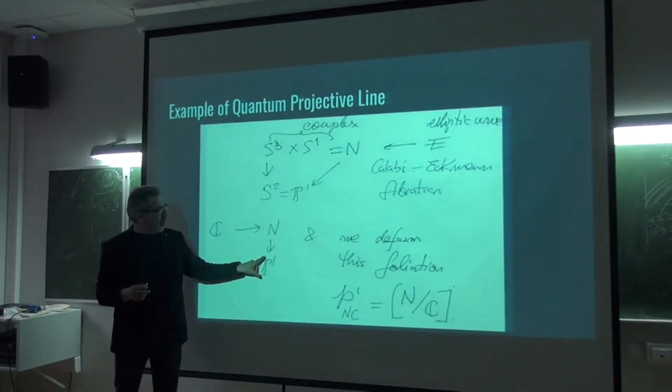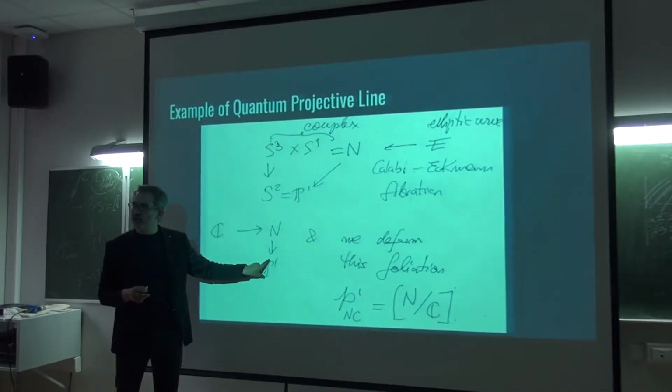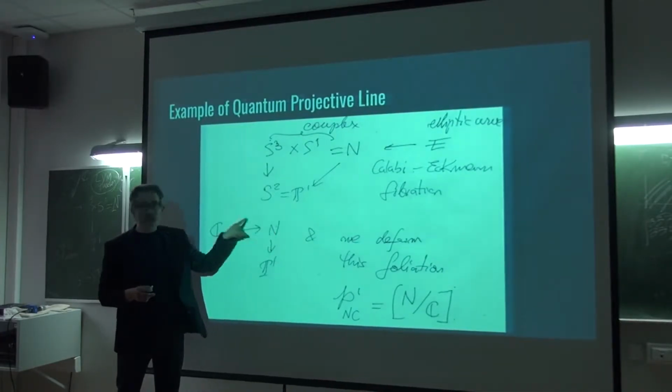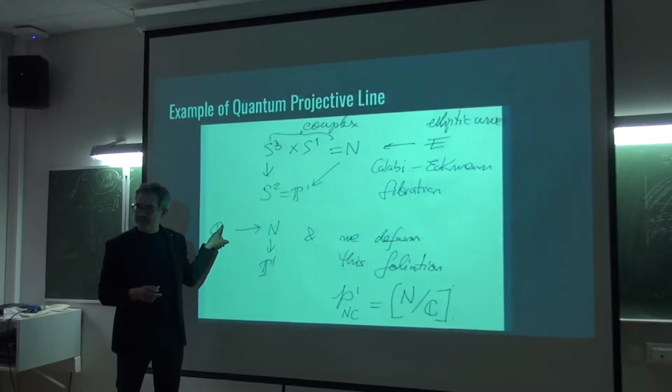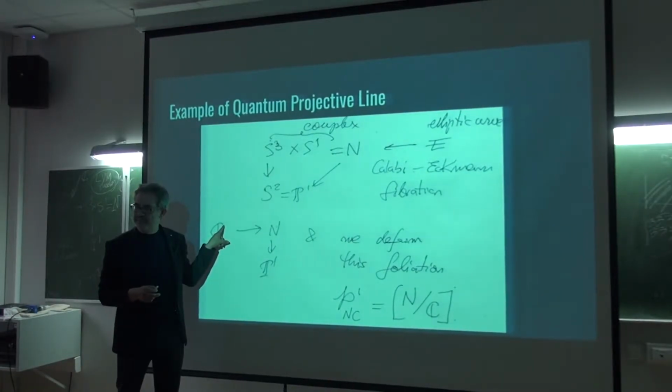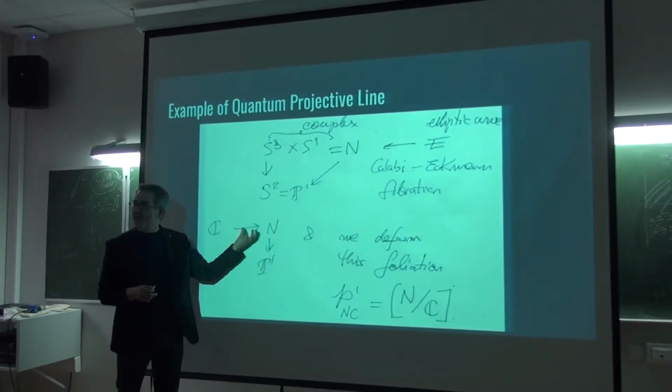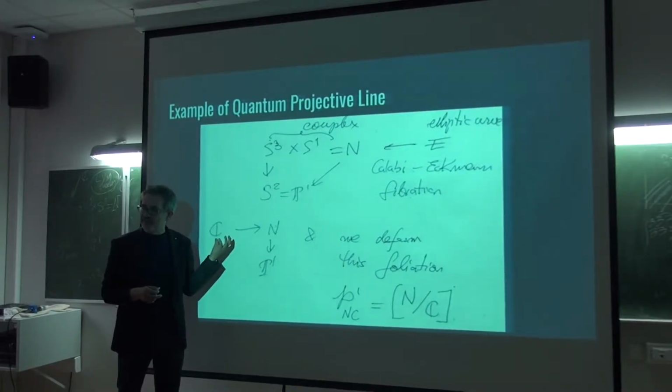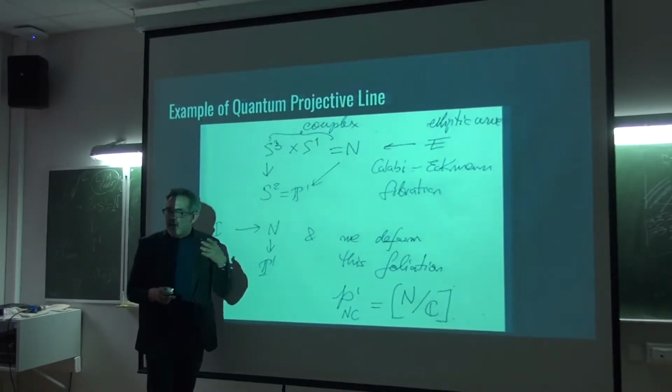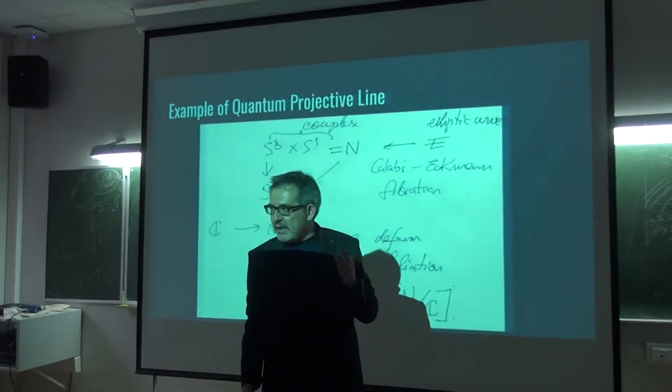In fact, if I take off the point at infinity and the north and south pole here, this becomes exactly a quantum torus. But I am compactifying a quantum torus in a holomorphic fashion. And that's a quantum P1.